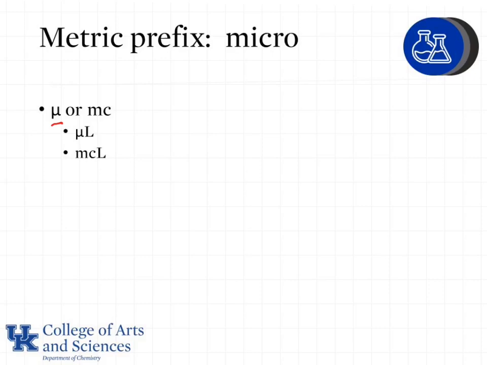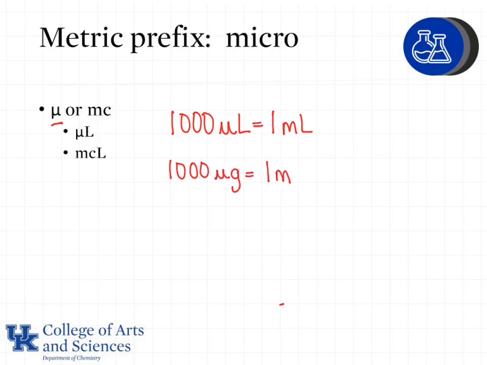This is an important thing to realize because there is a 1,000-fold difference between a milligram and a microgram. So 1,000 microliters is equal to 1 milliliter, and 1,000 micrograms is equal to 1 milligram. So giving a patient the wrong dose could result in a very high dose or a very low dose. Either way, it's not beneficial to the patient.